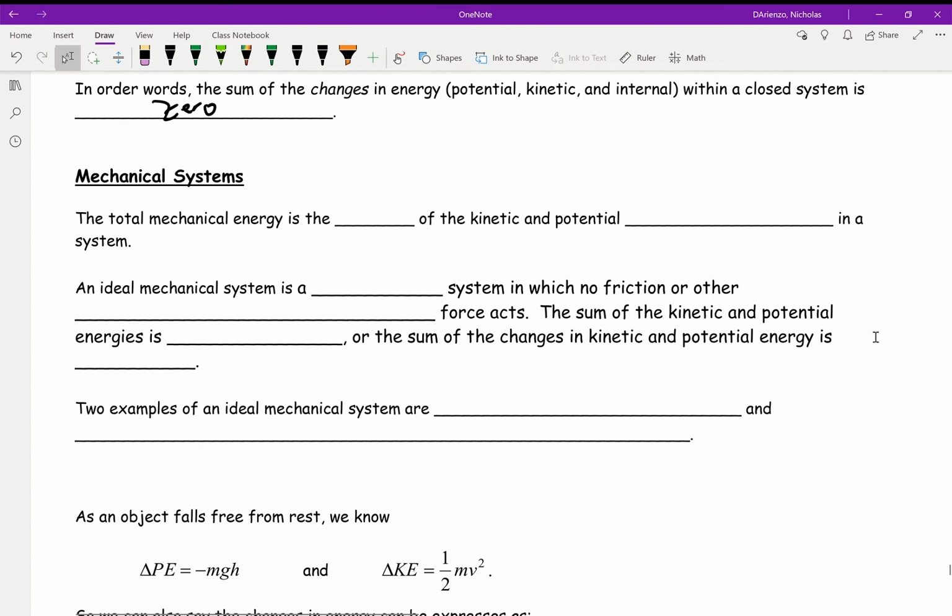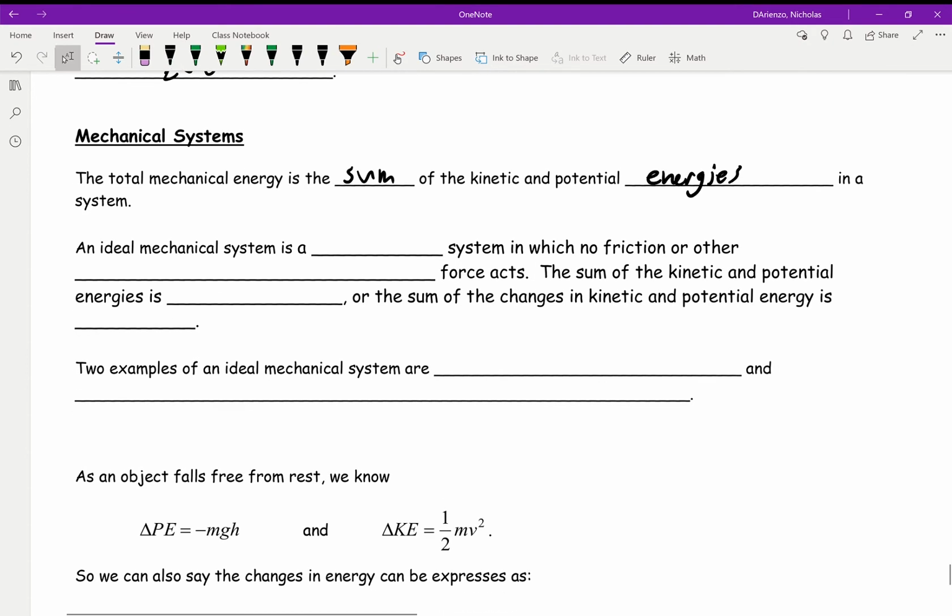Now the last thing we're going to take a look at today are a few different types of mechanical systems, specifically ideal and non-ideal mechanical systems. To start here, when we talk about mechanical energy, it refers to the sum of the kinetic and potential energies in a system. So mechanical energy is referring to total kinetic and potential energy in the system. Otherwise, the total energy is going to allow us to do work.